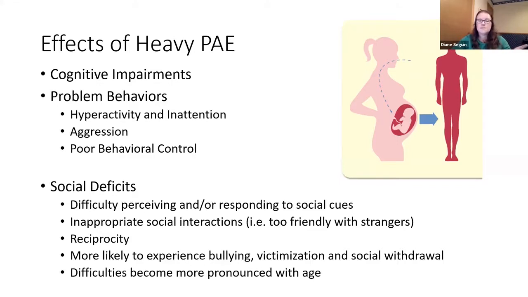Some of these behaviors are very similar to what we see in children who have ASD, autism spectrum disorder, and ASD is also very highly comorbid with children who have FASD. As a result of some of these social deficits, individuals with FASD are more likely to experience bullying and victimization, and it's found these behaviors become more pronounced with age, particularly as they move from childhood to adolescence, where social behaviors become much more complex.